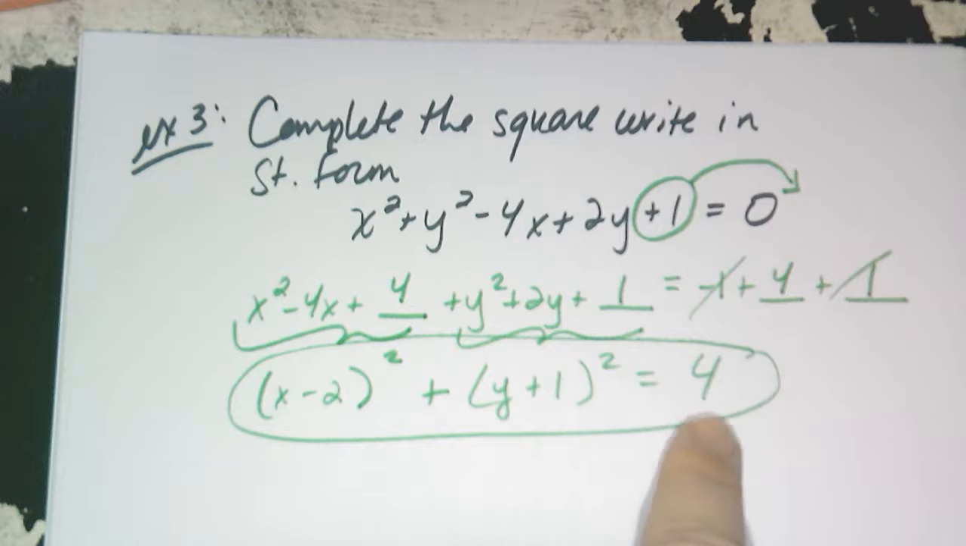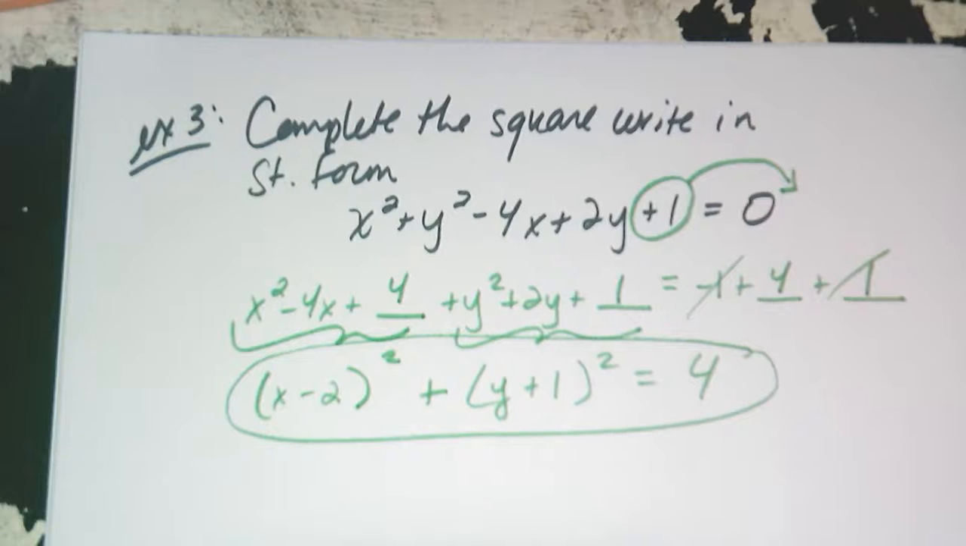Remember, change the sign. What's the radius? 2. So it's not 16. It is not 16 because when you already solve the equation, this is already squared. It's already squared. Good question. Everybody asks that.